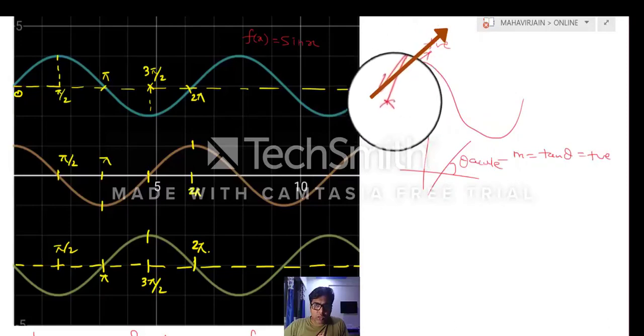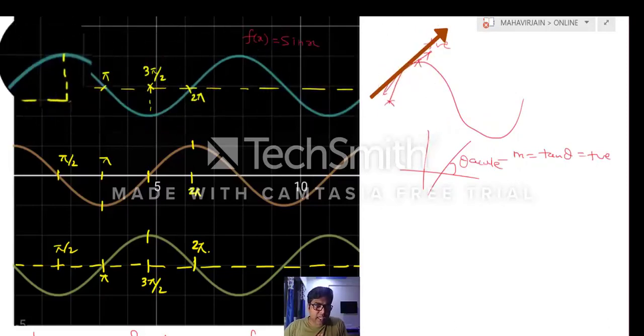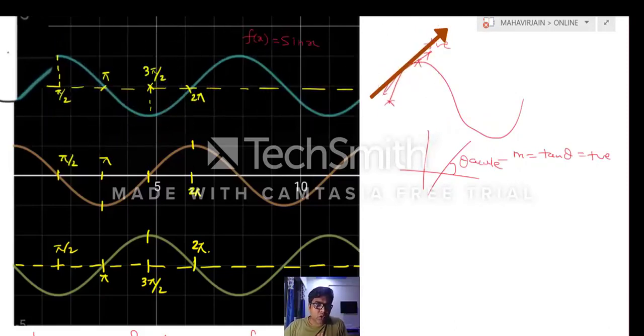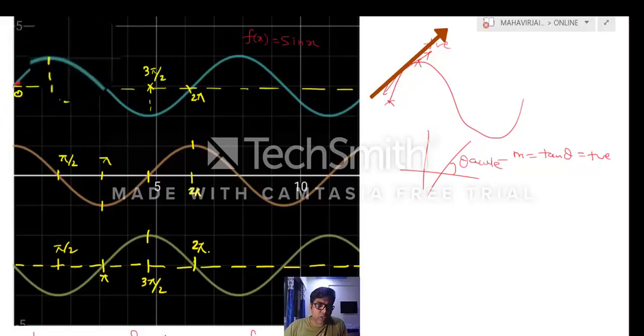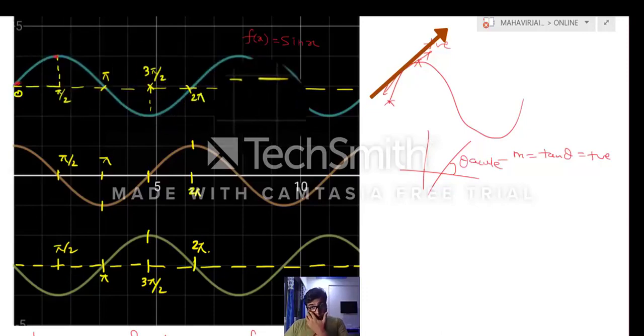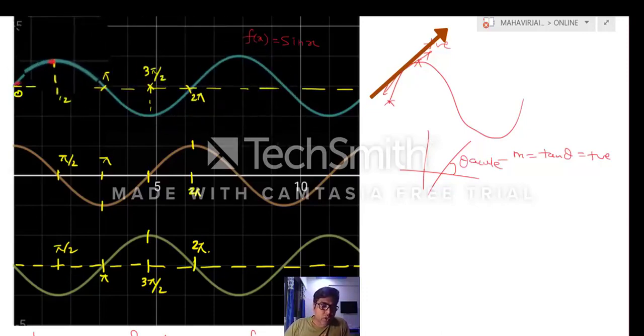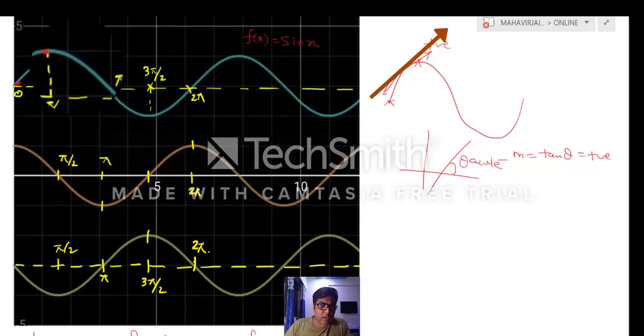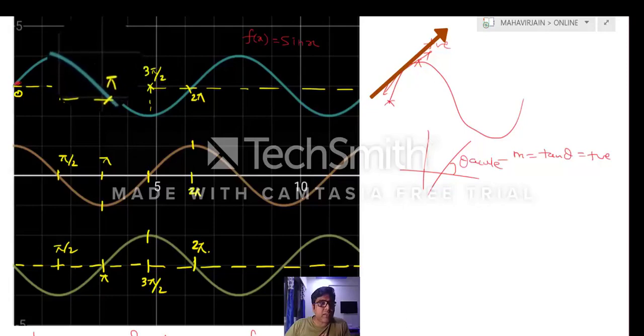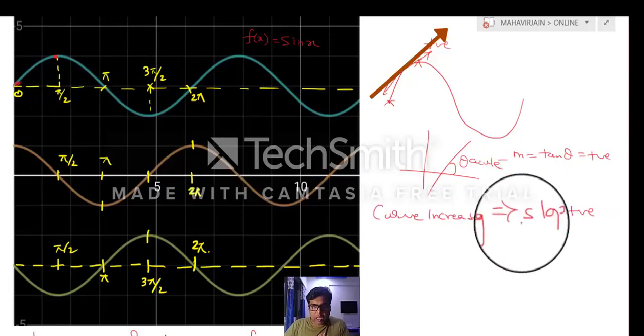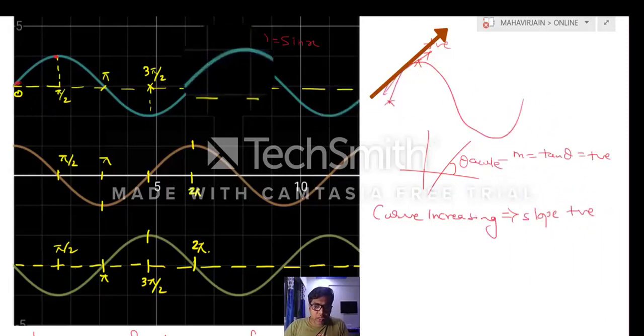Now reflecting the same thing on the graph, what do I understand here? For this part, from this point to this point, I see that the curve is increasing. I hope that's understood now with the help of this explanation. The curve is increasing, which means its derivative has to be positive. Done? Okay.